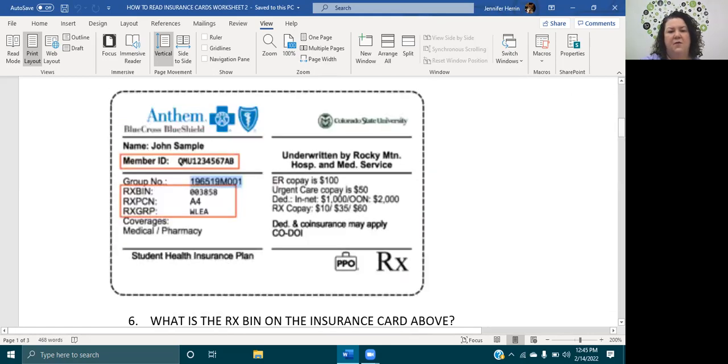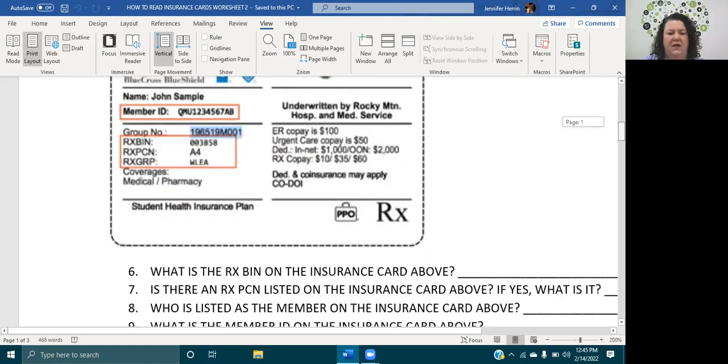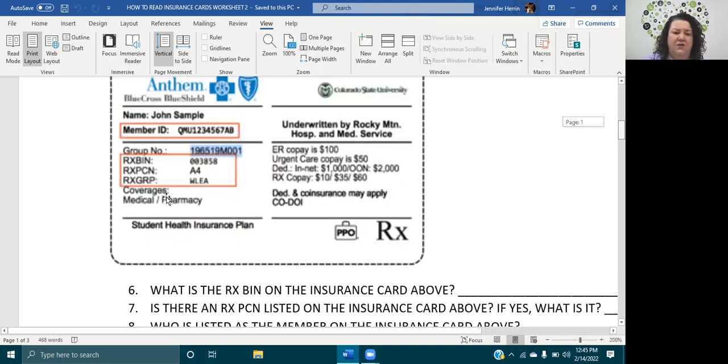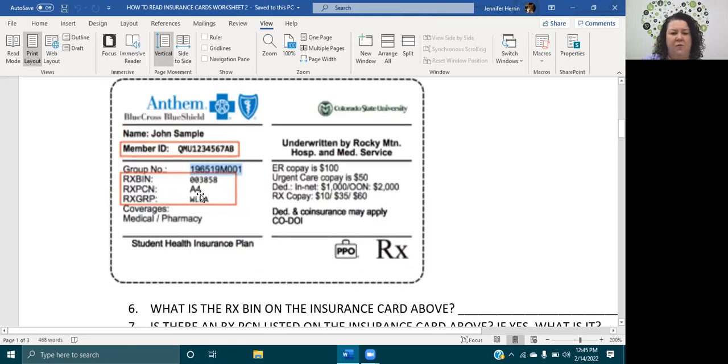Here's another example insurance card. So what is the RX bin number on the card above? And again, they've got it inside of a box for you. Here it's a red box on the left. RX bin number, that's 003858. Next question down. Is there a PCN listed on the insurance card above? This one actually does have one, A4. RX PCN, there it is, A4.